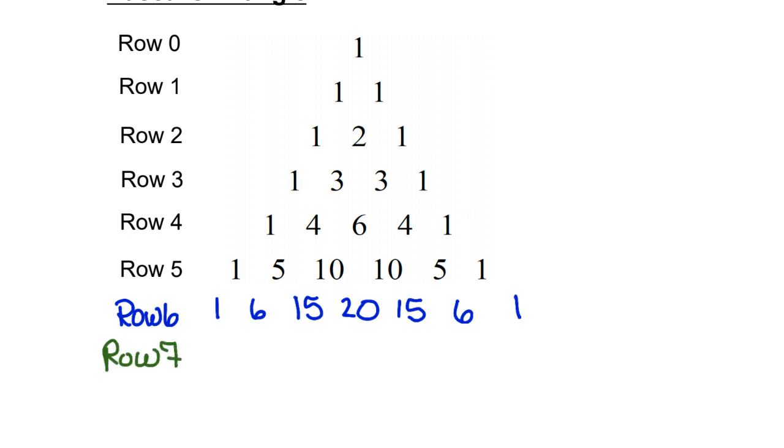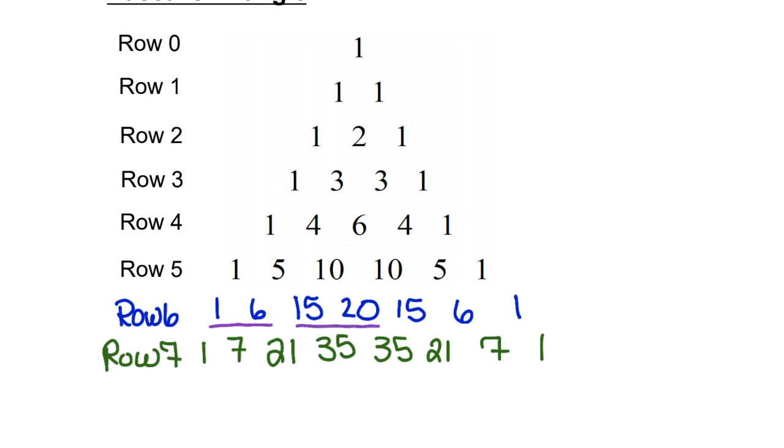So what do you guys think the first number in the 7th row is going to be? 1. And then what about this next number? 7. Ooh, you're picking up on the pattern. So we're adding the previous terms together. And then ones are always at the end. So if I look at 1 plus 6 is 7. 15 plus 20 is 35. 15 plus 6 is 21. 20 plus 15 is 35 as well, and so on. So you just add the two values above it.